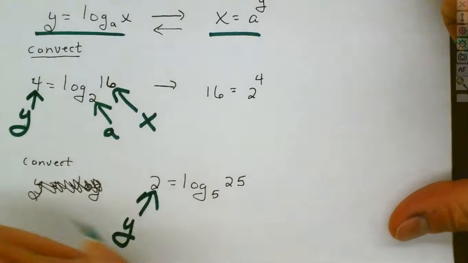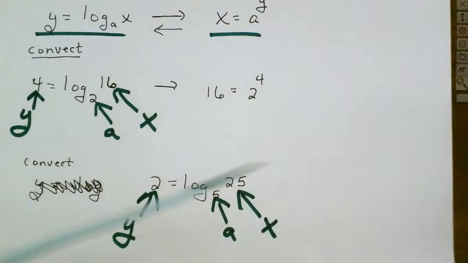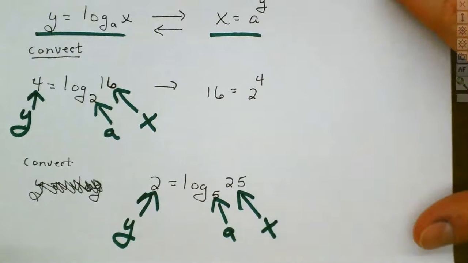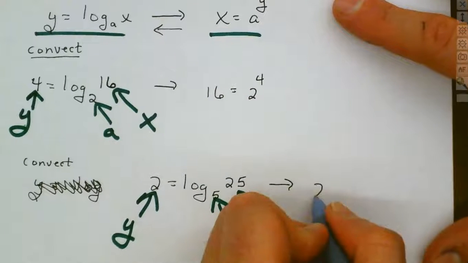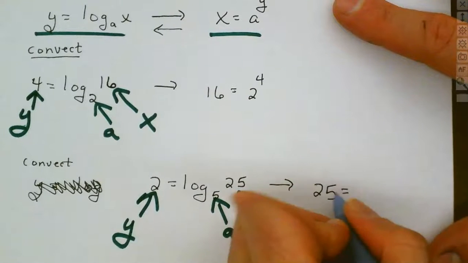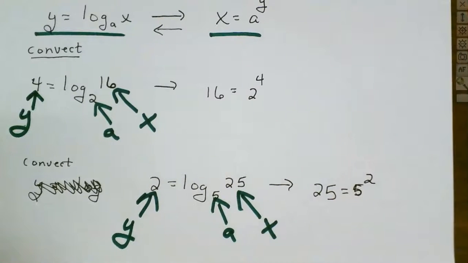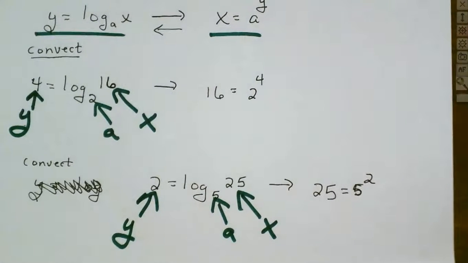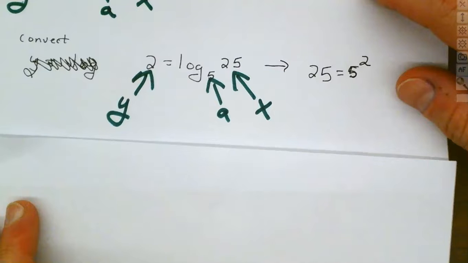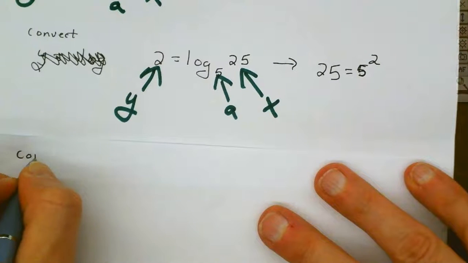So 2 is the y, 5 is the a, 25 is the what? X. So when I convert that, what does that now convert into? 25, you're correct, equals now 5 what? Squared. And that makes sense because 5 squared is what? 25. Now let's do the opposite. Let's convert this into a logarithm. So I'm going to give you a different one. We're going to convert this one from an exponential into a logarithm.